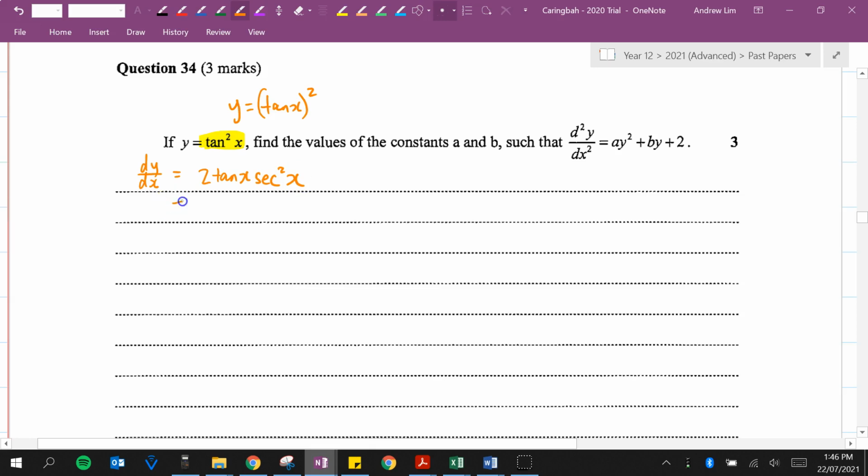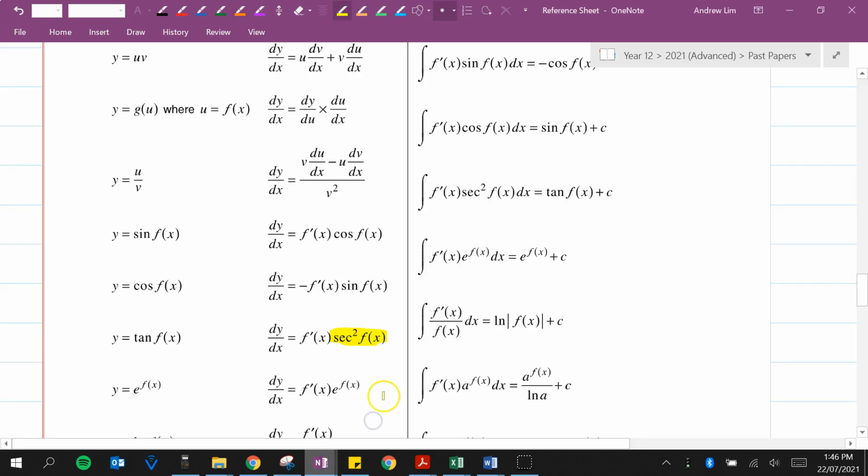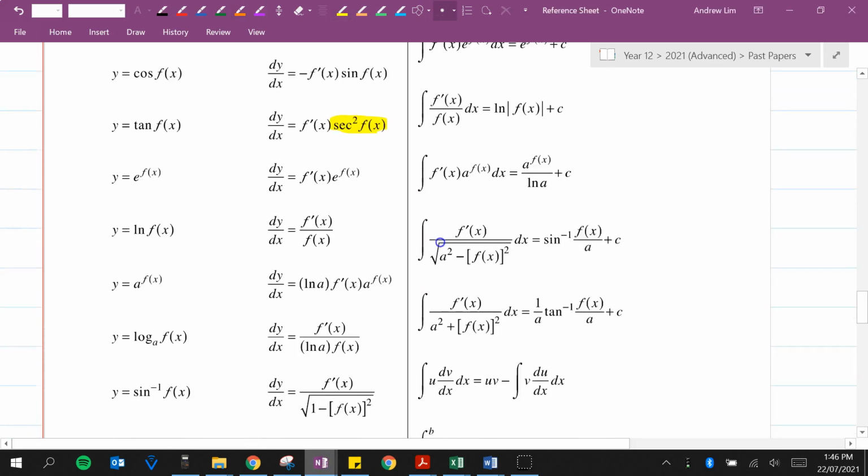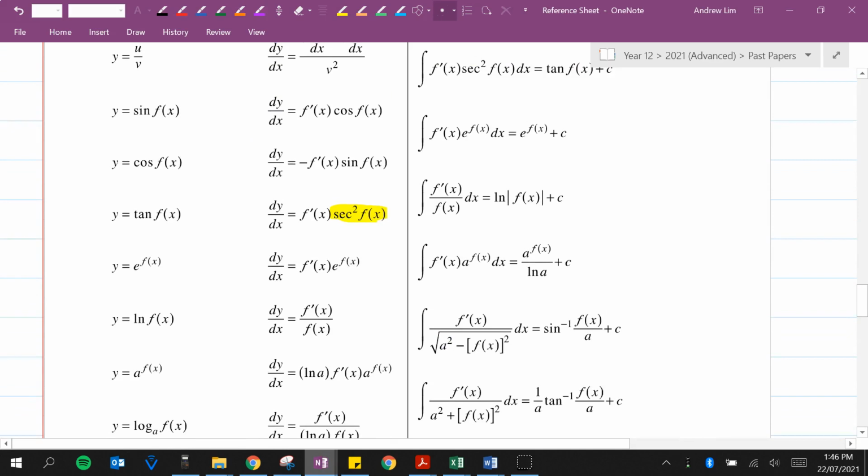Now we can actually rewrite this because when we differentiate this the second time, you'll notice sec squared of x, we don't have that here, so we don't know what it's going to be. So we need to be creative in how we do this.